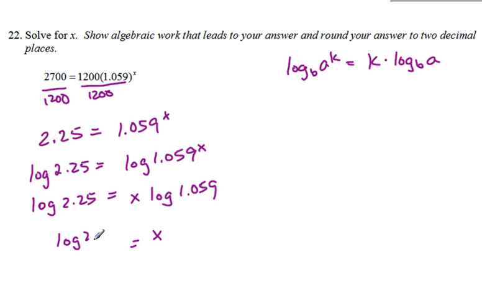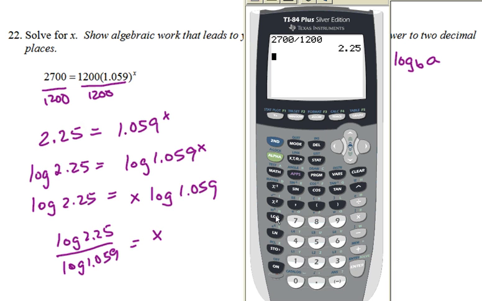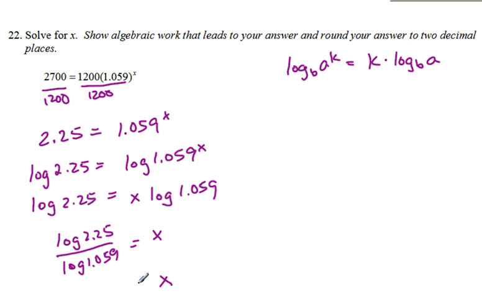Log 2.25 over log 1.059. If we pull this up, we get log of 2.25, close the parenthesis, divided by log of 1.059. And our answer is 14.15 if we round.